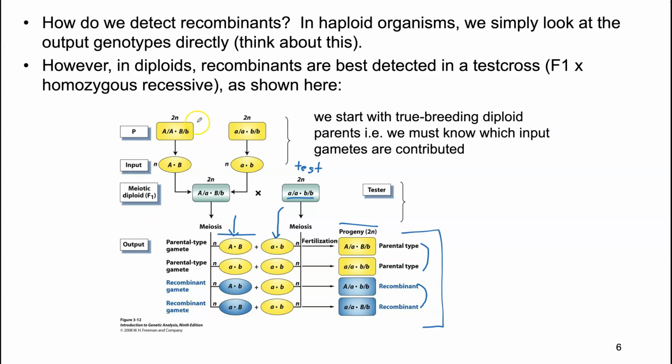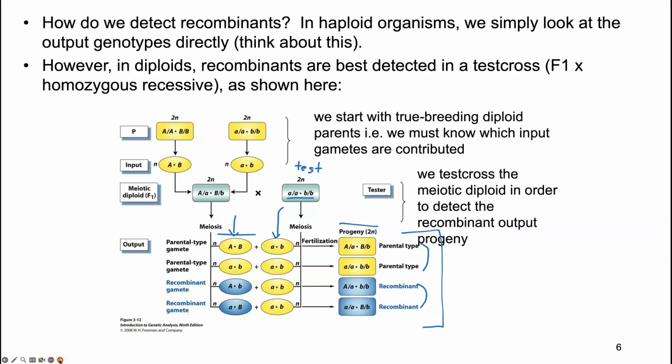So you start with true breeding diploids, the gametes are produced and they make these heterozygous individuals. And then we do the test cross. It's not just for finding out what the genotype was here. Sometimes we know the genotype here and we're using the test cross to confirm whether independent assortment is happening or not.